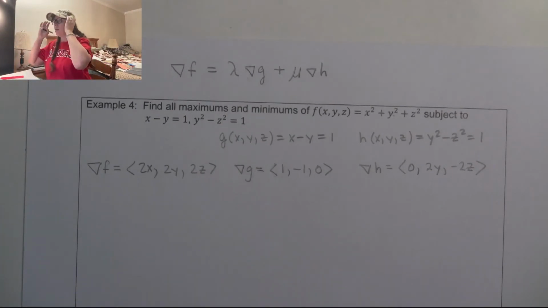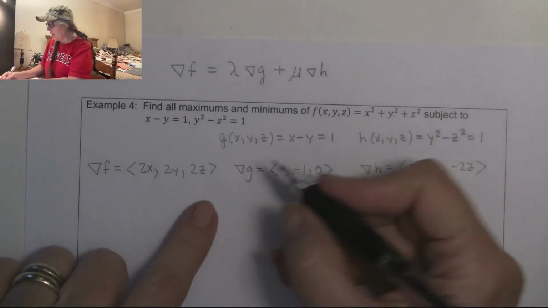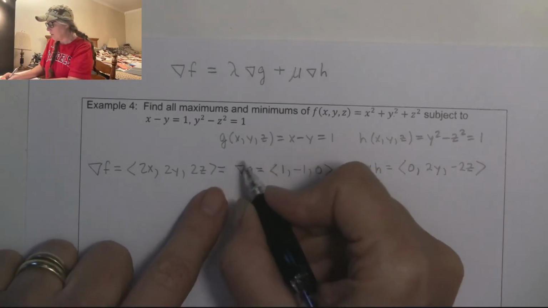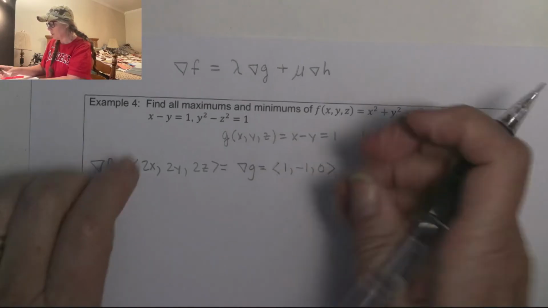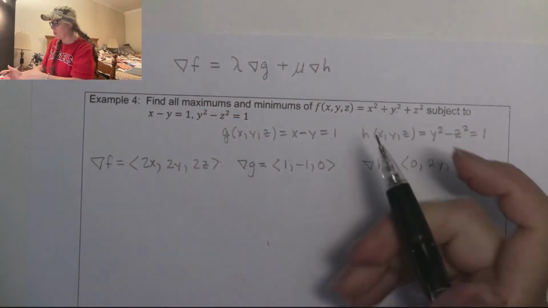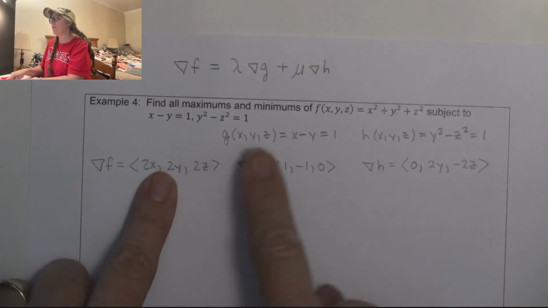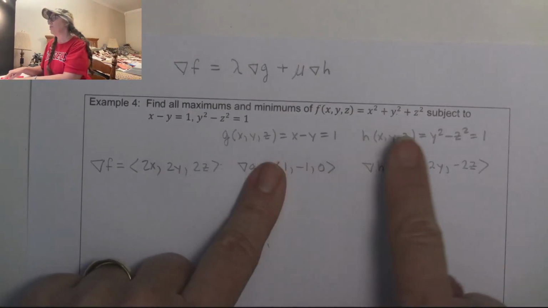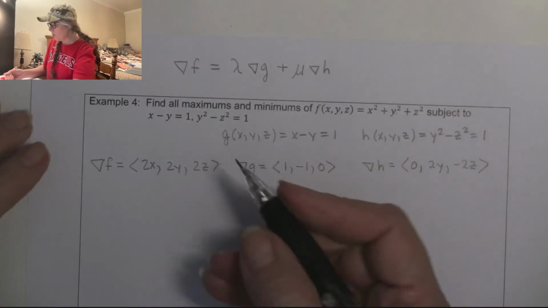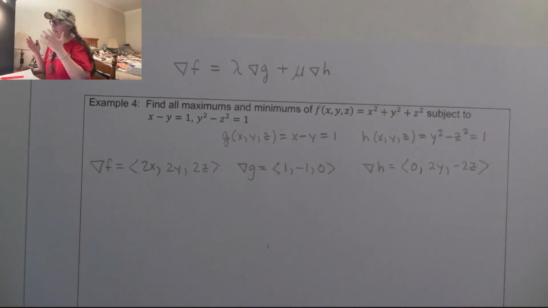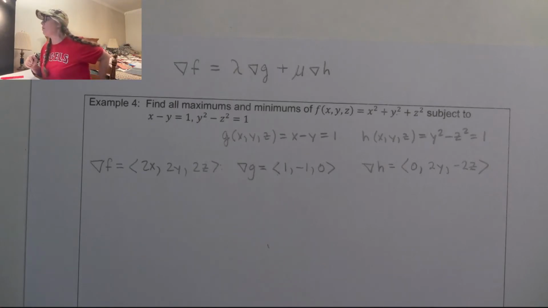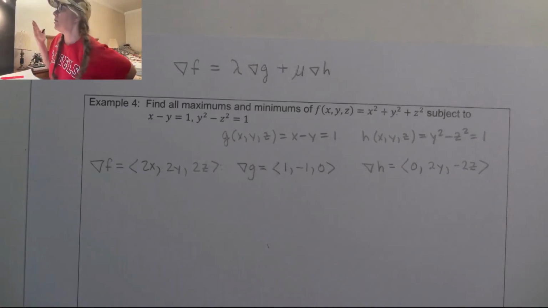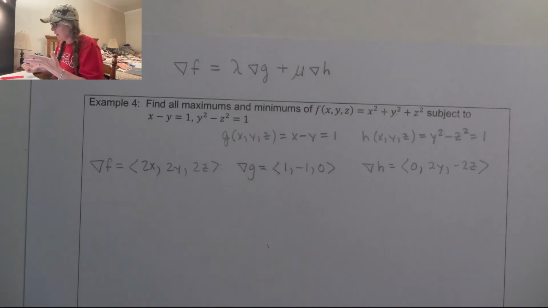It's going to be this, and then this times lambda, and this times mu, right? And I'm going to then equate the components, the x component, the y component, and so that's going to be the story on there.